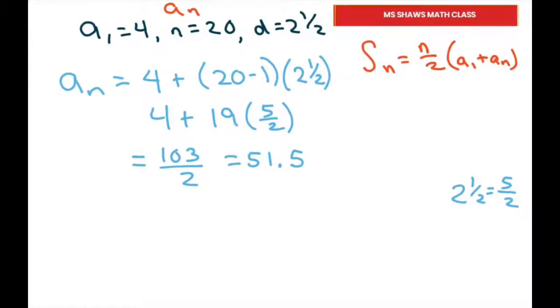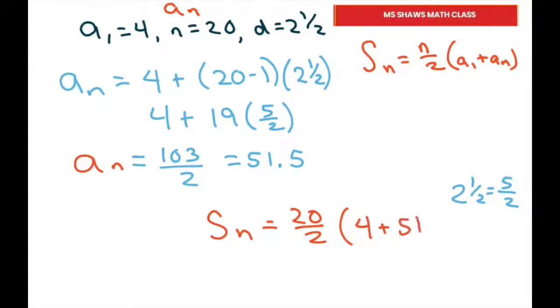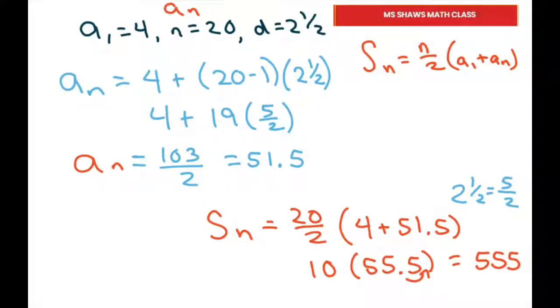Now we plug it in. That's your last term. So your sum is going to be n, which is 20, divided by 2, times your first term, 4, plus 51.5. So it's going to be 10 times 55.5. You just move the decimal place over 1, and you're going to get 555.